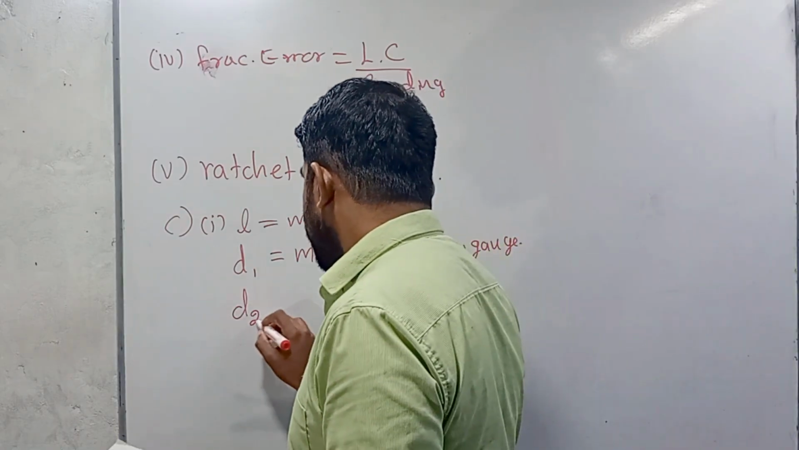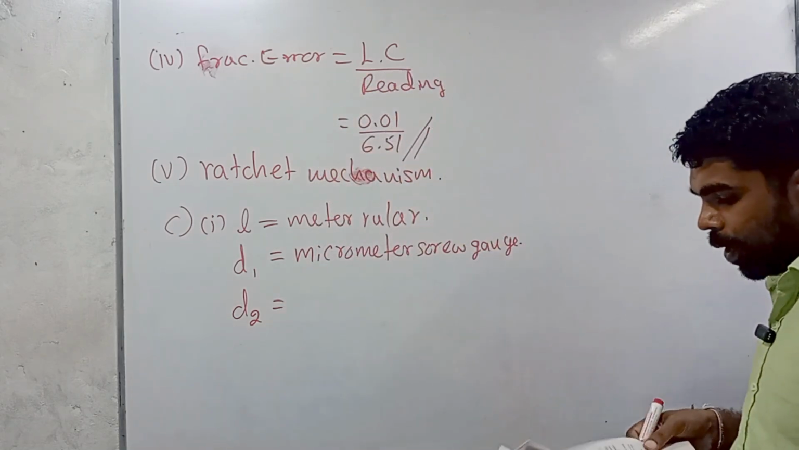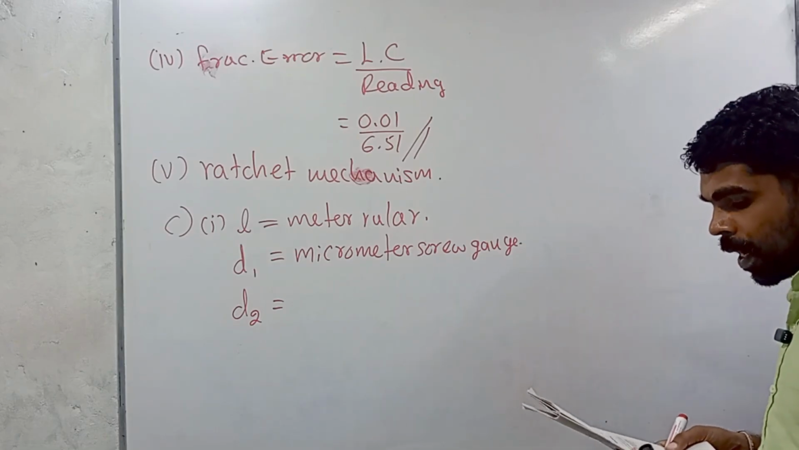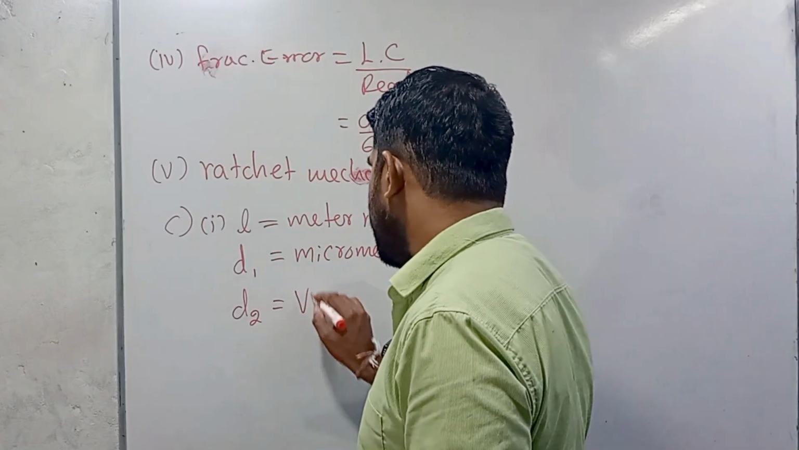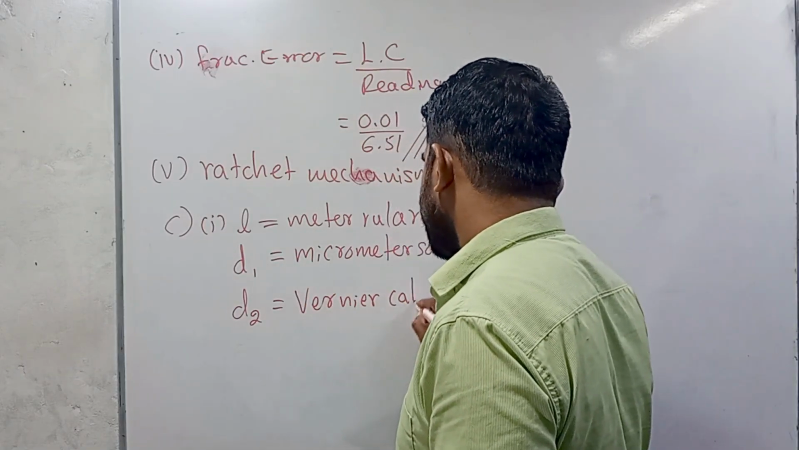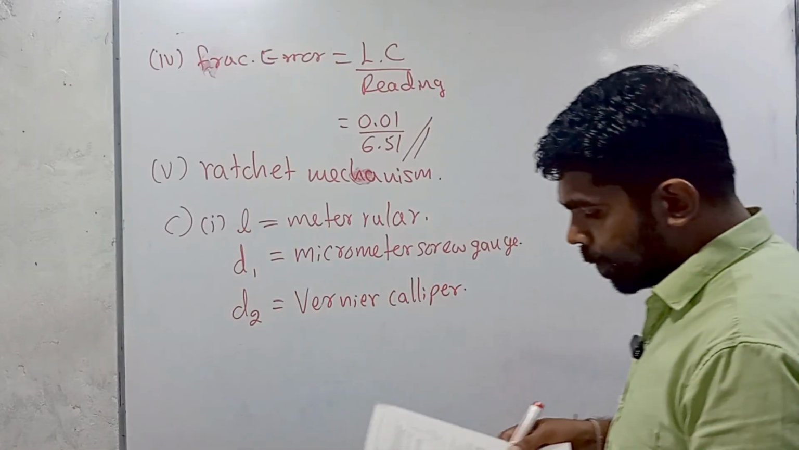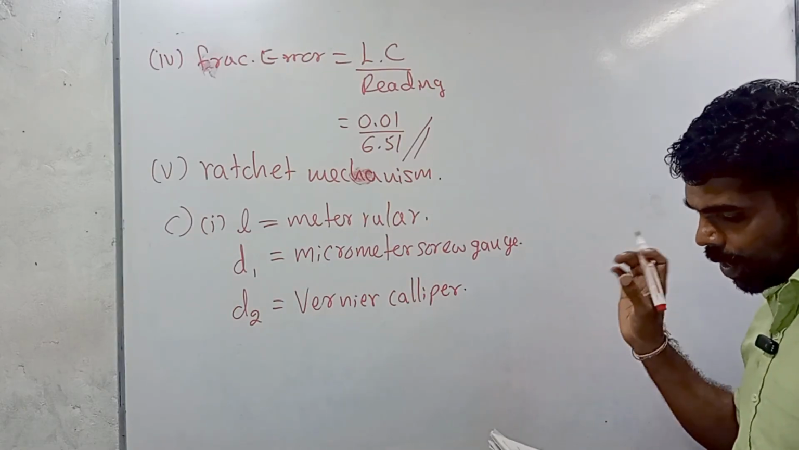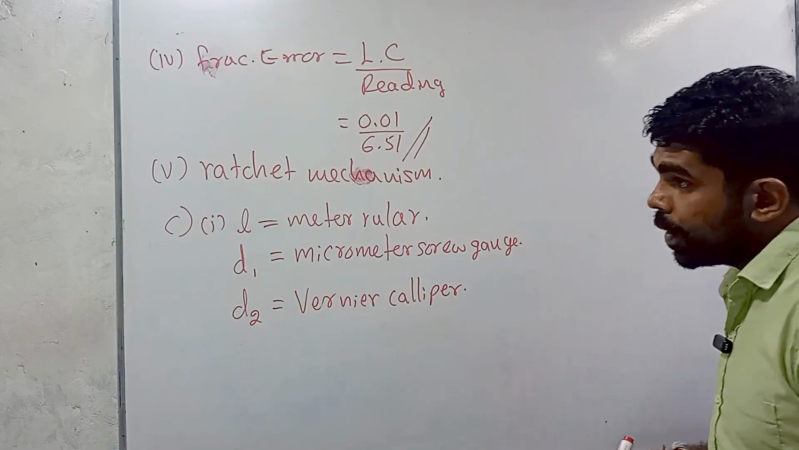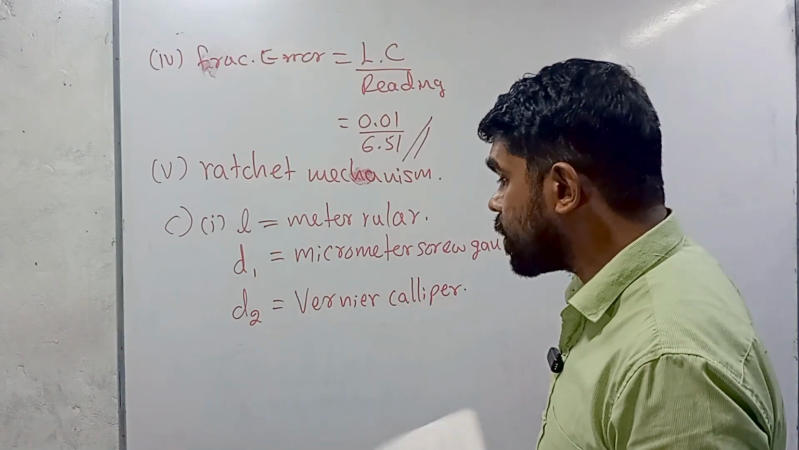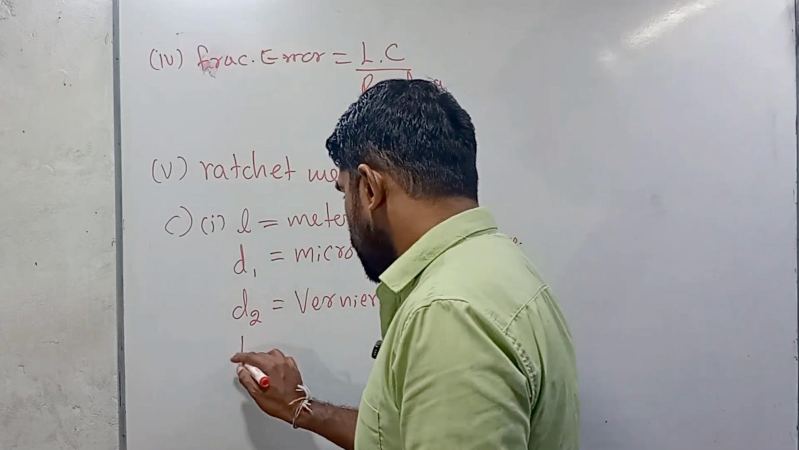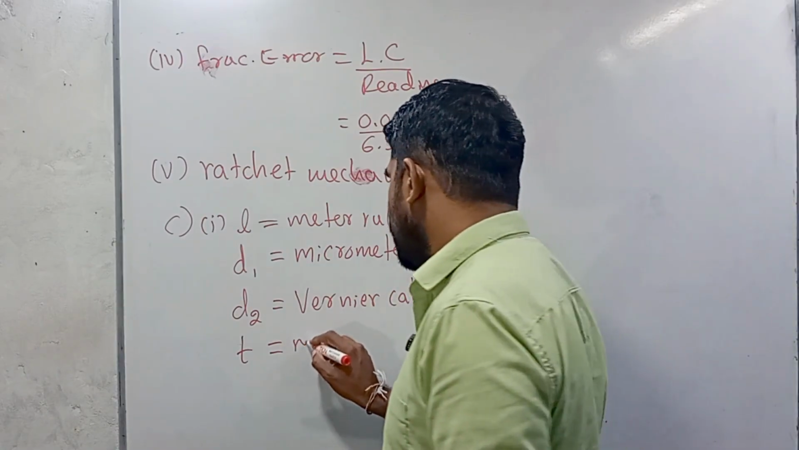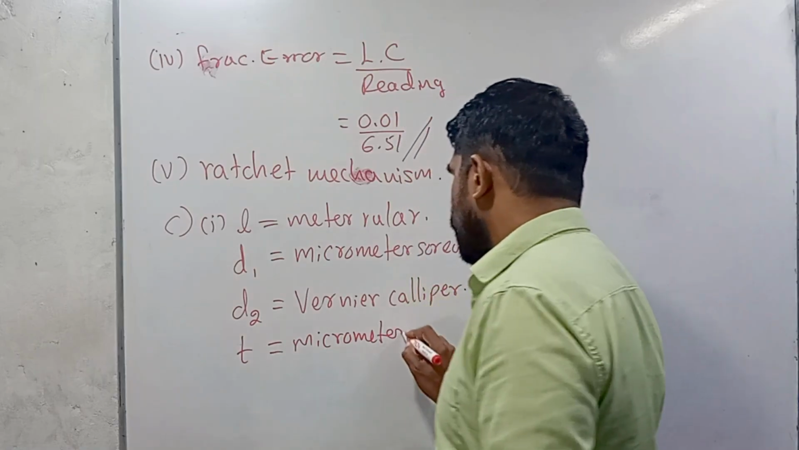D1 is the diameter of the wire, D2 is the diameter of the given disc. You have to observe the diagram, I will not draw it. D2 is approximately 5 centimeters. We can use a vernier caliper to measure D2. You can remember the smallest lengths we can measure by using the corresponding instruments to obtain 1% or less than 1% percentage error. T is the thickness. Thickness is a small value, 3 millimeters. Therefore, we have to use the micrometer screw gauge again.